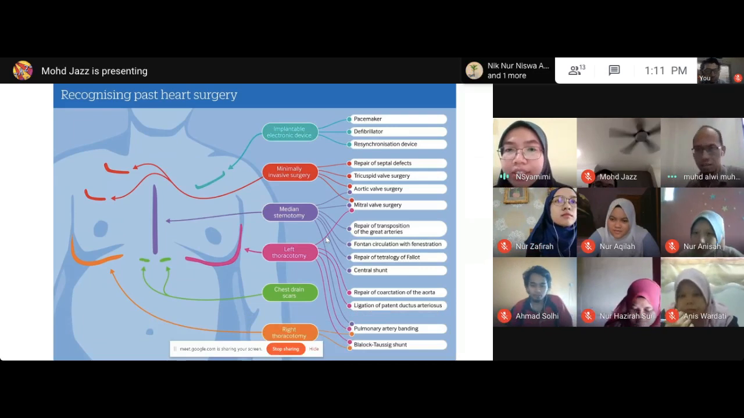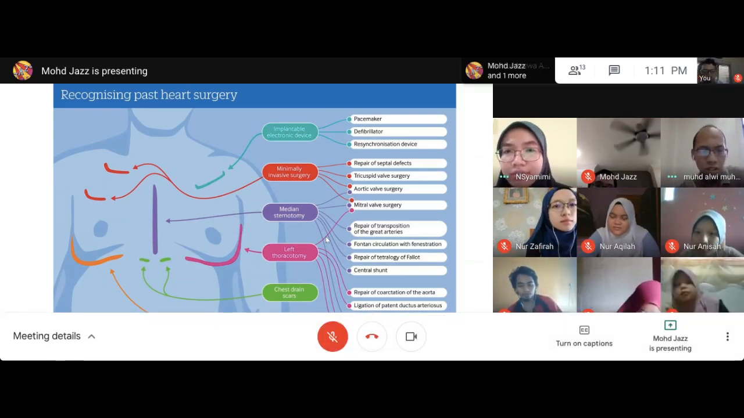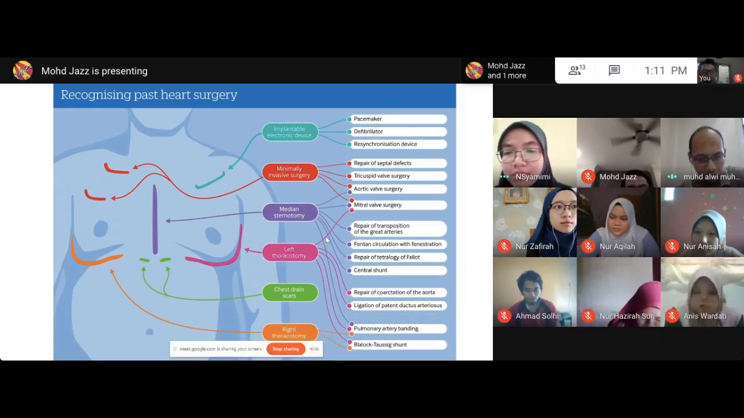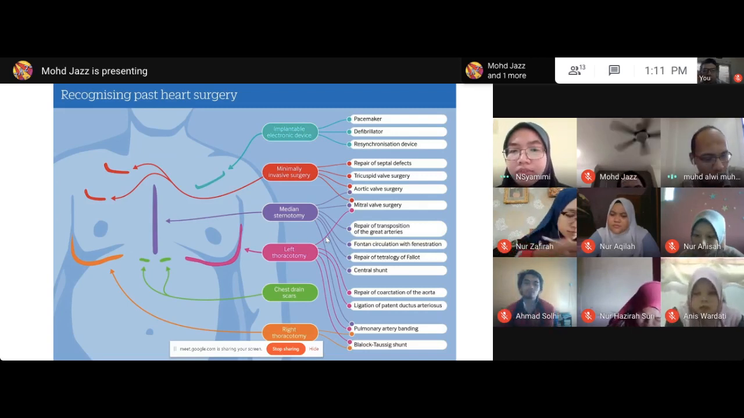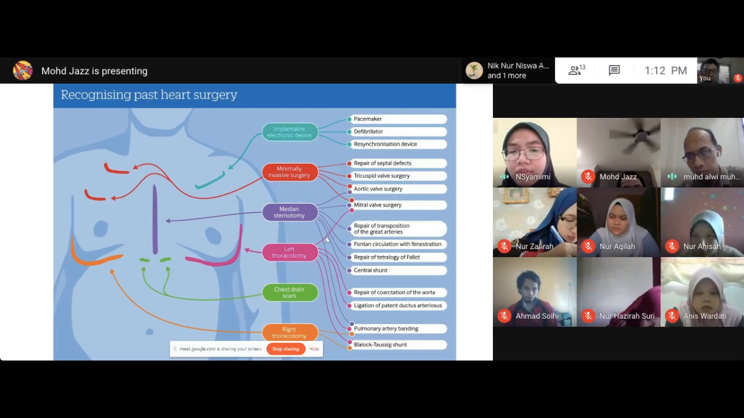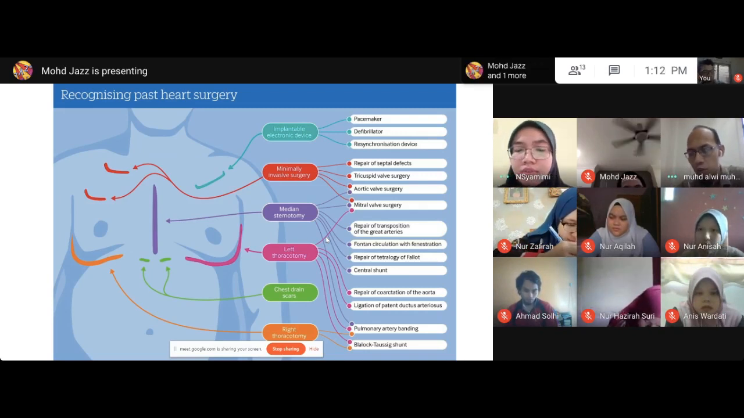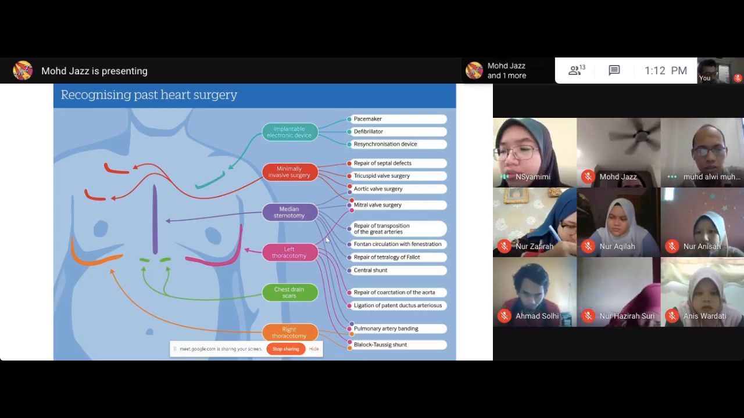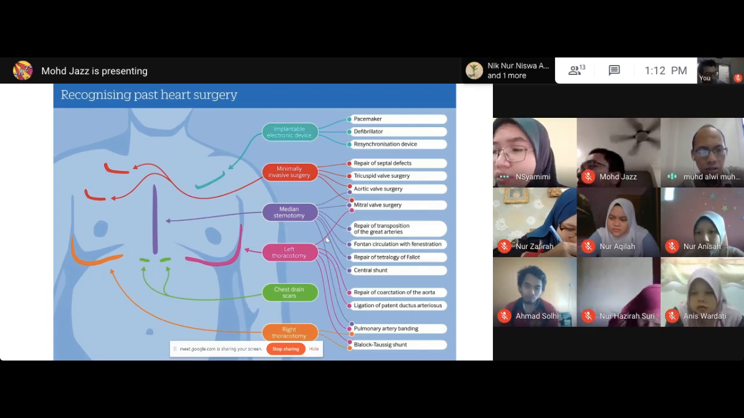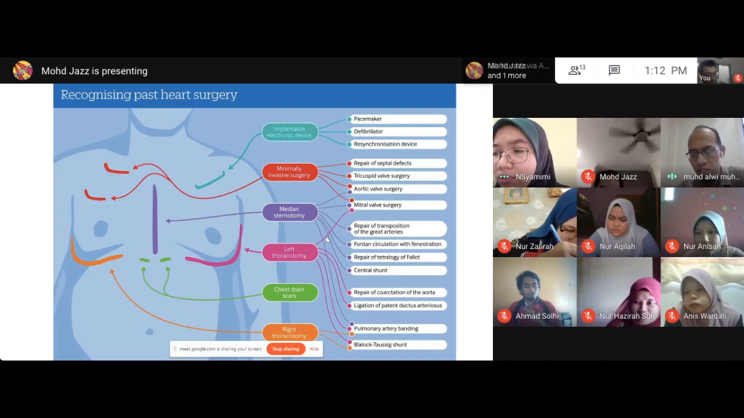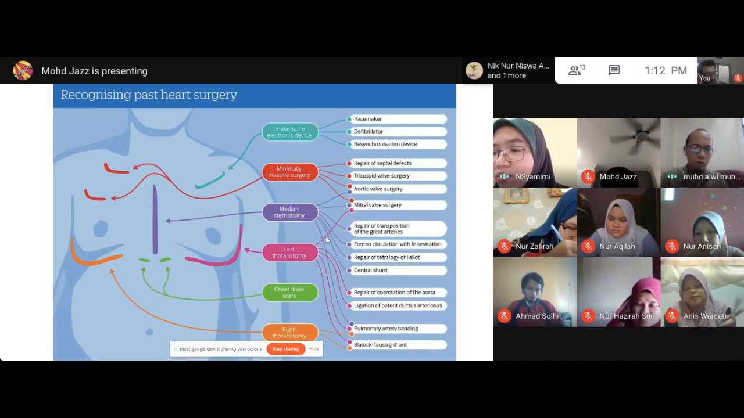So, in general, there are two types of surgery, palliative and curative surgery. Palliative surgery is a surgery that you did to give time before curative surgery can be done. So these are like PA banding, BT shunt, Glenn, Fontan, these are all palliative surgery. Curative surgery like arterial switch, Rastelli, PDA closure, PDA ligation, these are all curative surgery.